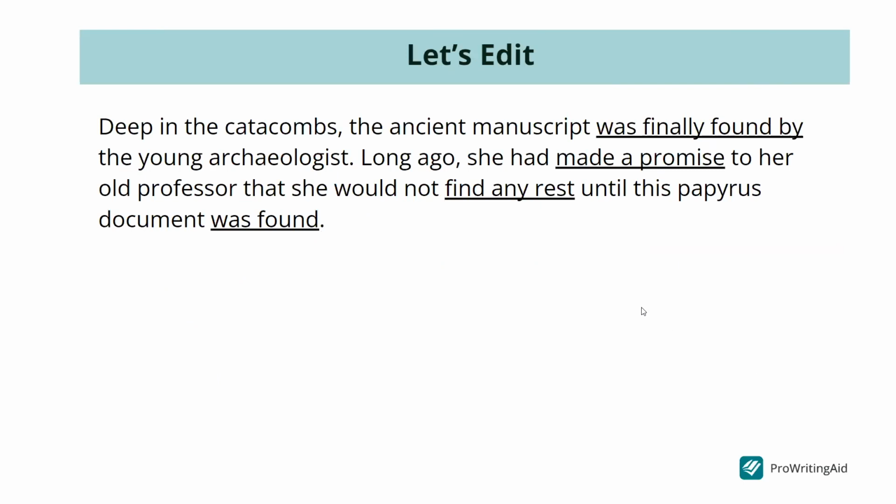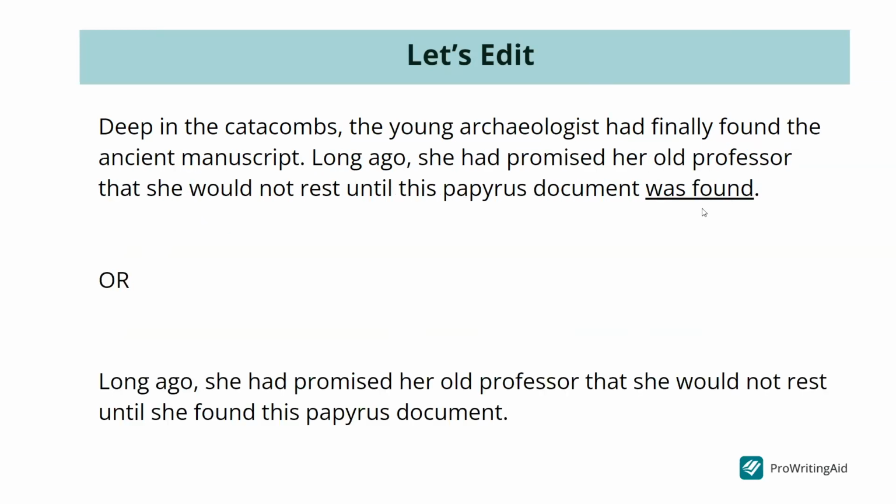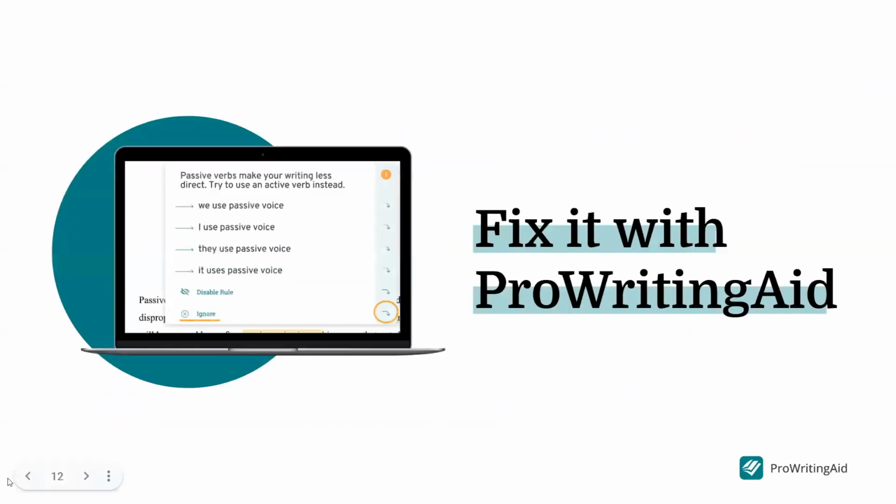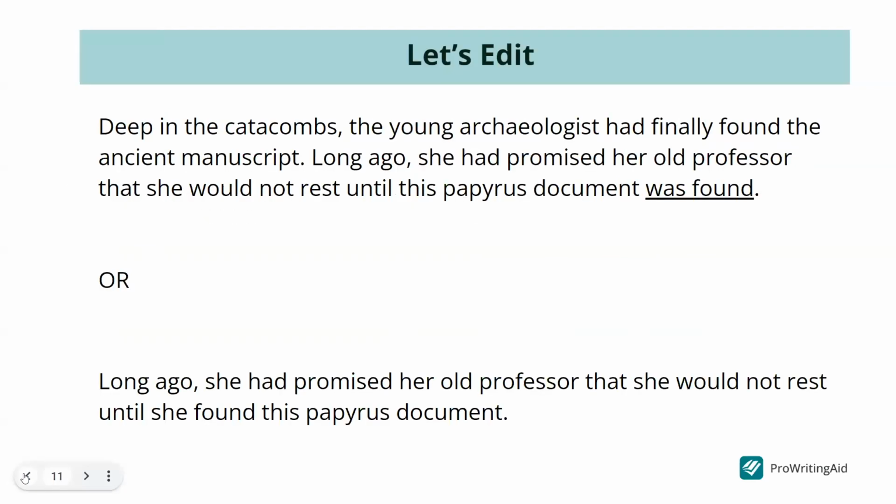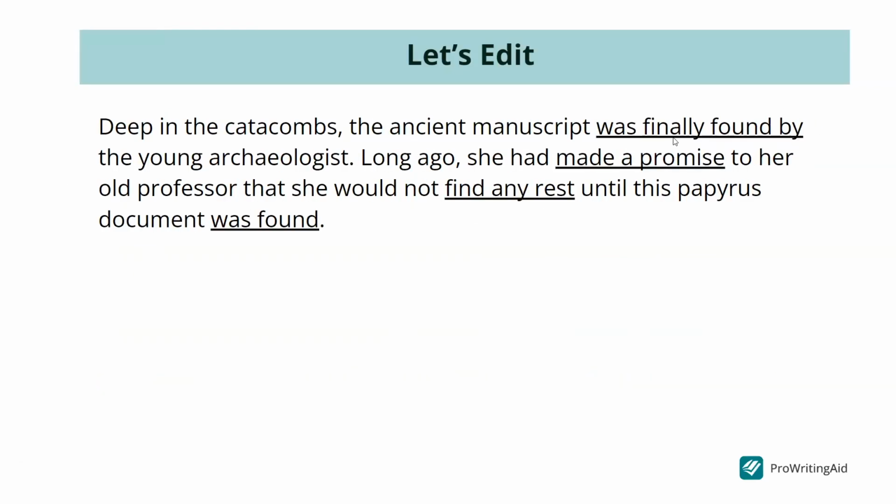So let's edit. Let's look at a sample piece of fiction and find some changes that we can make to clean up our passive writing. Deep in the catacombs, the ancient manuscript was finally found by the young archaeologist. Long ago, she had made a promise to her old professor that she would not find any rest until this papyrus document was found. So let's change it up. We've got passive voice and we've got some hidden verbs here.